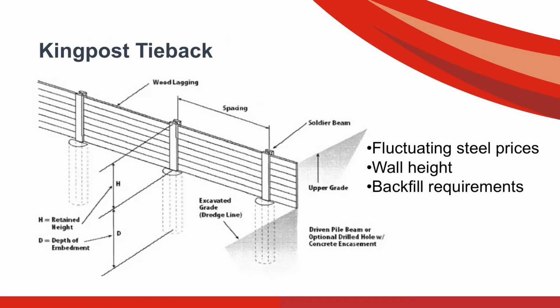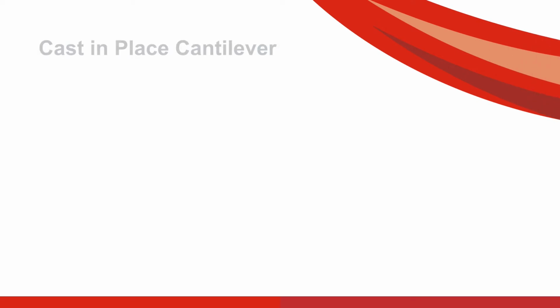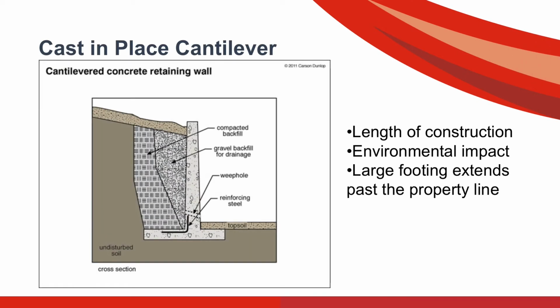King post tieback walls are beneficial due to the fact construction is fast and quiet. However, fluctuating steel prices and difficulty in construction due to excavation hinder the king post tieback from being a feasible option. Cast-in-place concrete cantilever walls are genuinely beneficial since it has an economical height range and are commonly constructed throughout the country. Some disadvantages include lengthened construction and an access easement to account for the large size of the footing.